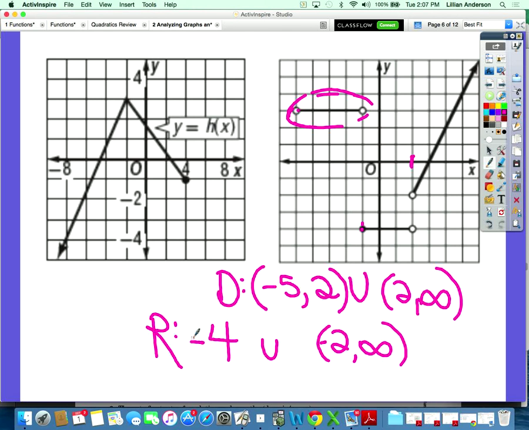Yes, ma'am. So you just write the number when it's a closed circle, when it's just a point and nothing else connects it along your range. Why is the 2 negative? Because right here, this point starts at -2. Any questions, anyone?